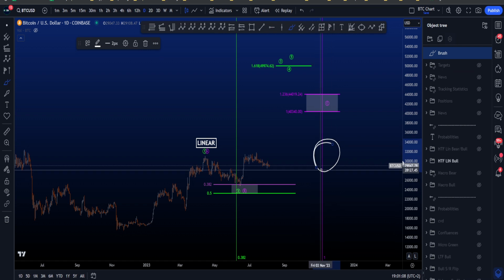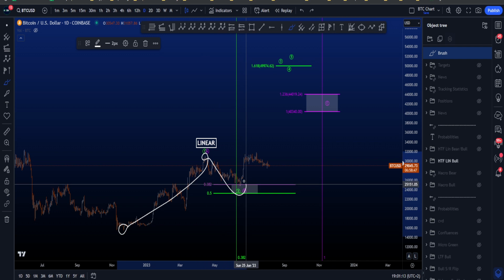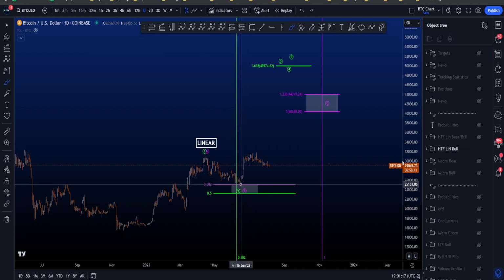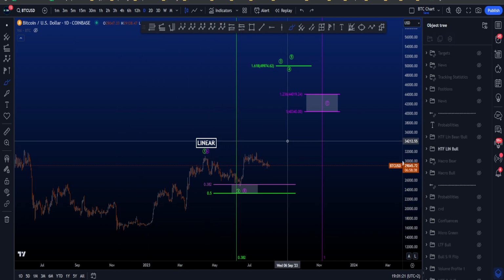over here is important. This is a fib time taken from the low to the high of A and then put it on the low that we have over here, which then is the low of wave B. Usually a wave C takes around the same time or a little bit longer as wave A, and this 1-to-1 is now sitting at the 6th of November this year.